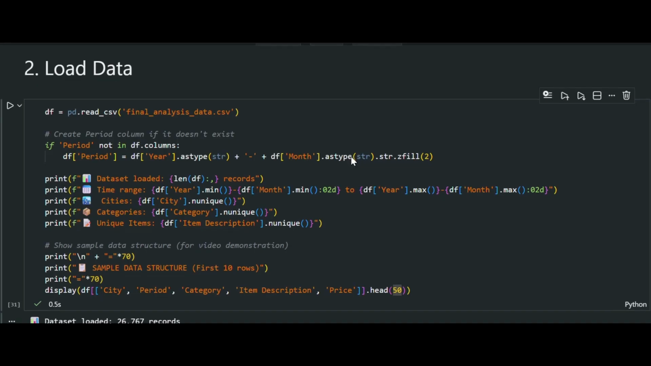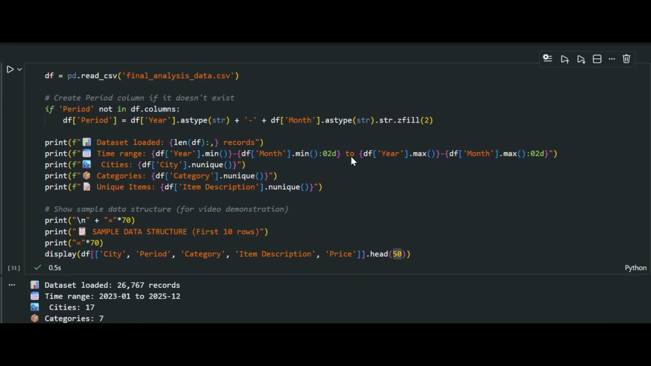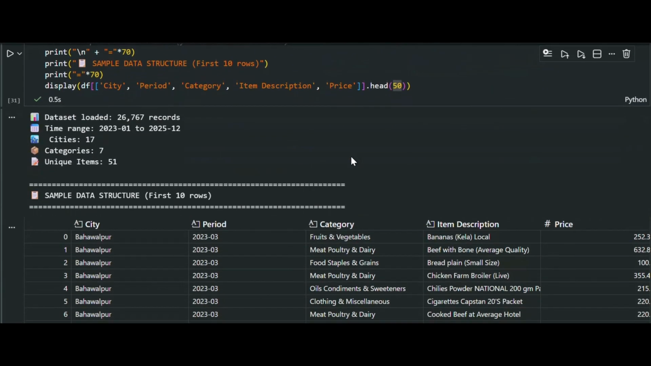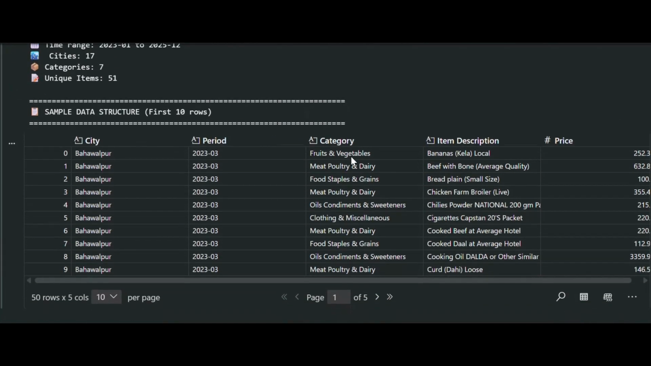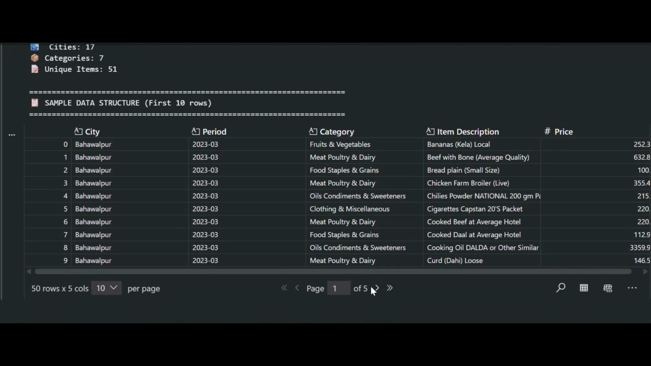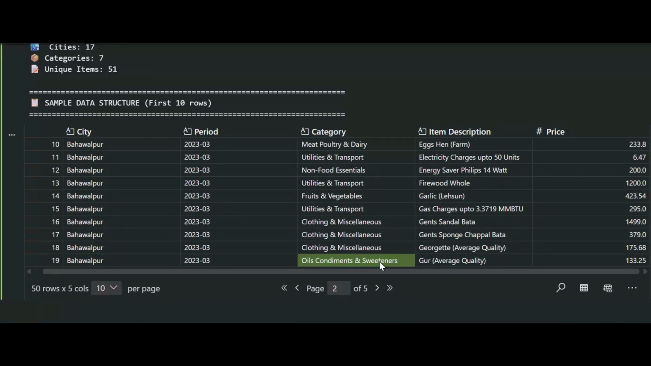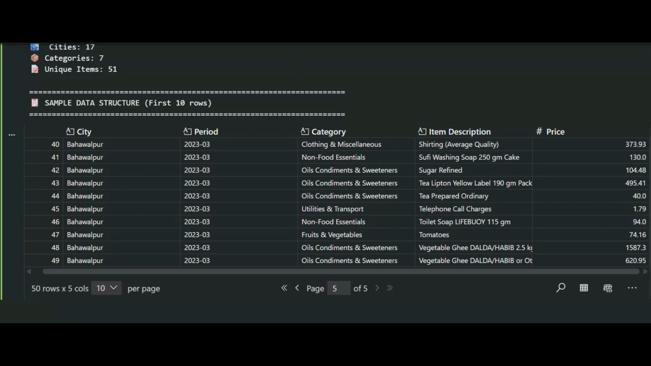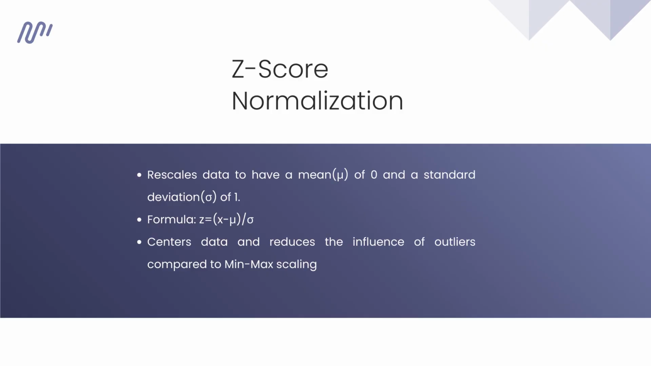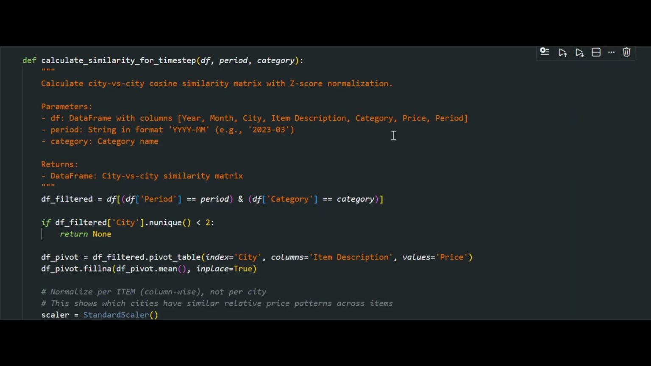For each city, we constructed a CPI vector containing prices for all items in a given category and time period. Our dataset has 17 cities, 7 categories, and 31 monthly periods, creating 217 distinct networks to analyze. A critical preprocessing step was using z-score normalization per item across cities. This is essential because normalizing per city would make all the cities look 98% similar.